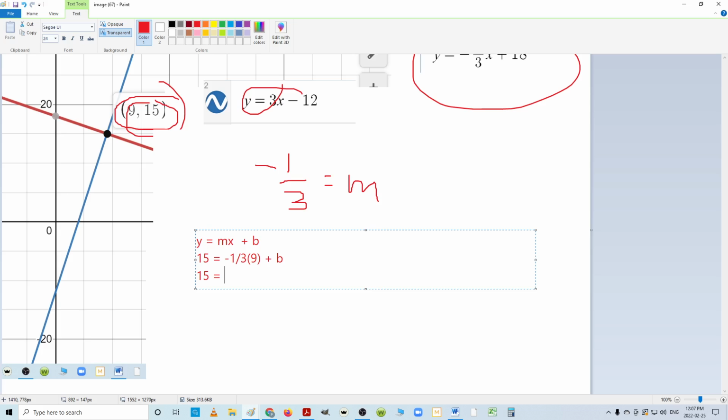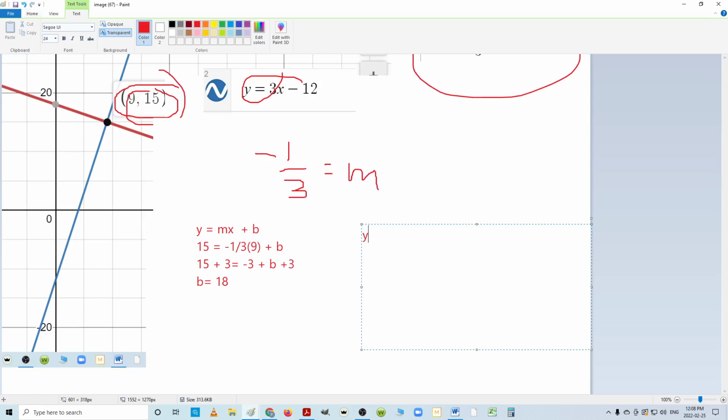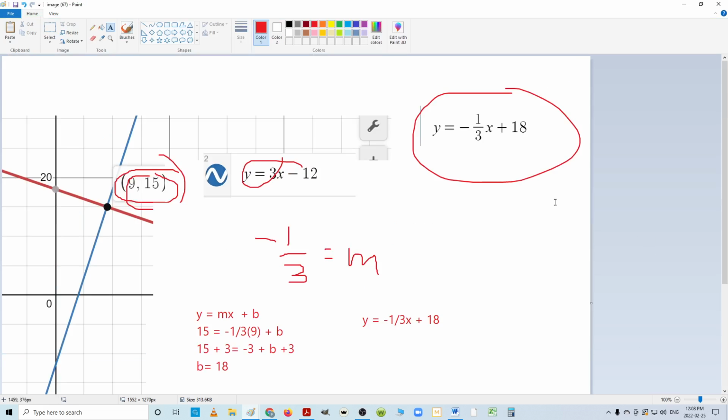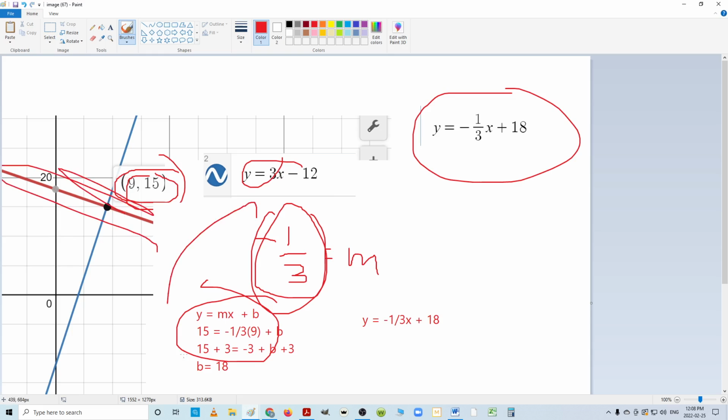This is actually easier. What's a minus third times 9? How do I get rid of that minus 3? I add 3 to both sides. And I get b is equal to 18. A little bit faster. So now I rewrite it into the slope-intercept format with just x's and y's. And you can see that I got it. So a little bit faster solving for b. When the slope's a fraction, you might want to use this method. So I was able to figure out the y formula using that.